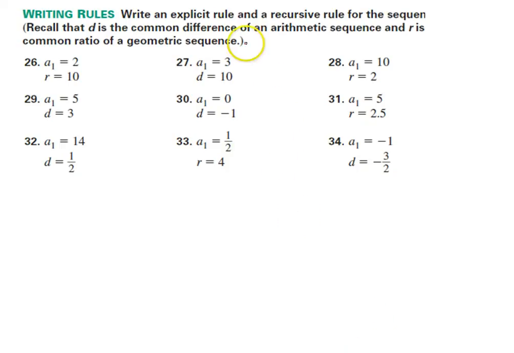Now, the next part, write the explicit and the recursive. So they want both rules. Number 27, first thing, in order to write these out is I have to know what they are. Is this geometric or arithmetic, and how do you know? This is an A sub 1 and it has a D. What does D stand for? Difference. So this is arithmetic.